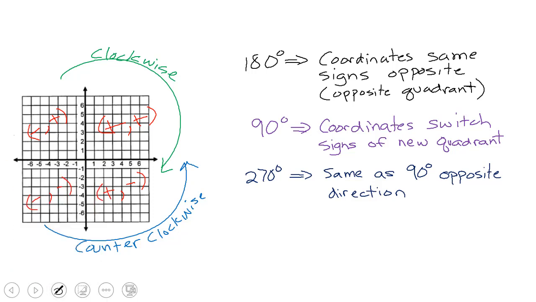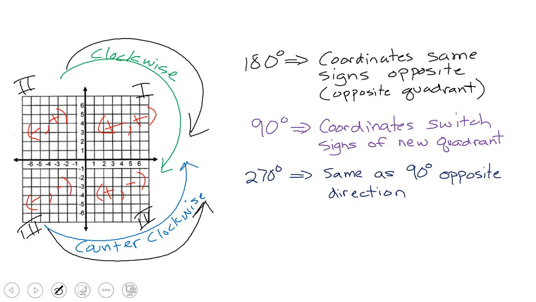So quadrant 1 right here is the positive positive. Quadrant 2 is the negative positive. Quadrant 3 is the negative negative. And quadrant 4 is the positive negative. Of course, reviewing, if we're turning clockwise, we're turning to the right and we're going around just like a clock hand does. And if we're going counterclockwise, we're moving left, we're going the opposite direction of a clock.